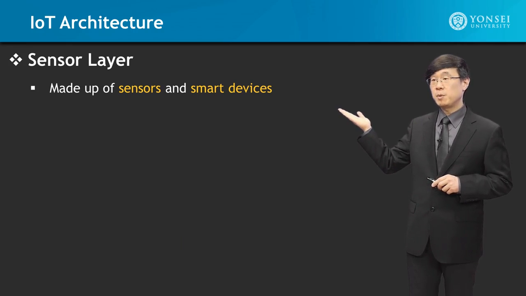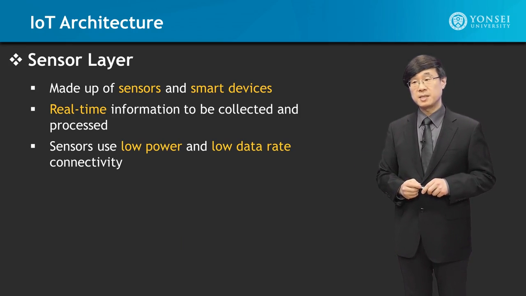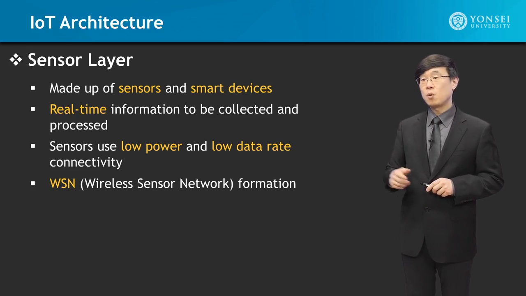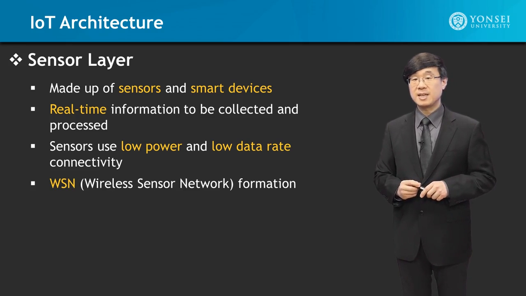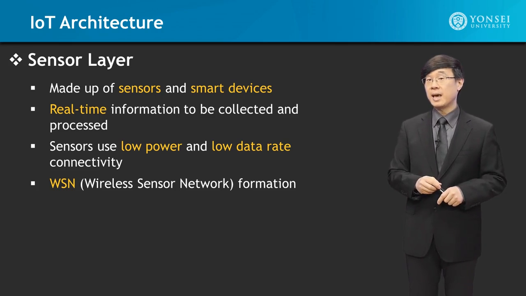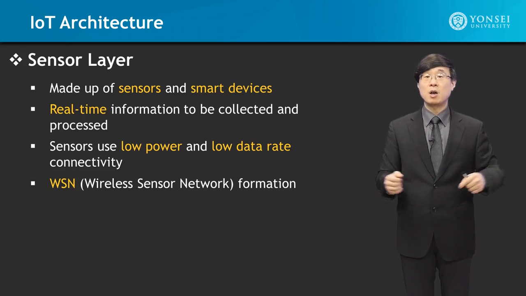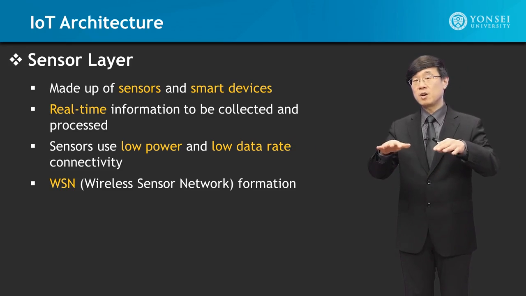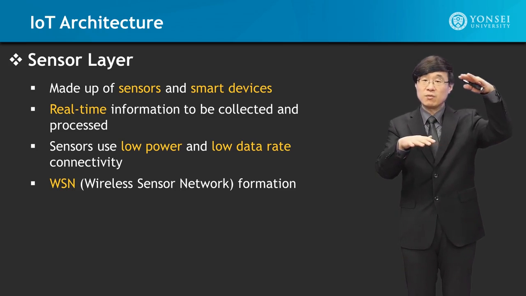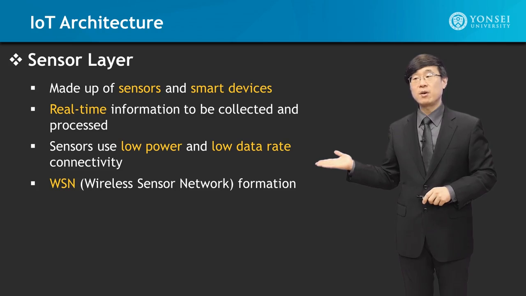The sensor layer is made up of sensors and smart devices. Real-time information is collected and processed, and sensors use low power and low data rate connectivity. We have wireless sensor network formation, connected in an ad hoc network form that has various formats. It could be a long sequence of sensors set along a roadside, or it could be covered in multiple layers in a building, where we have multiple sensors on each floor and the overall building is one entire sensor network domain, and various other formats.